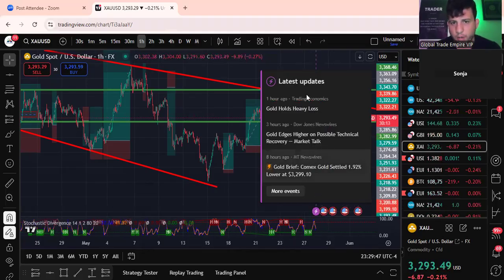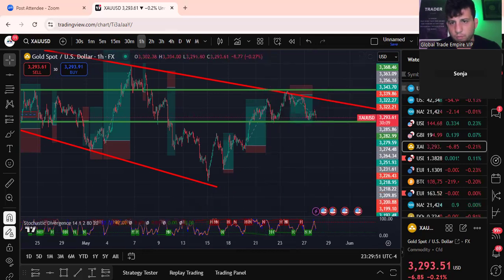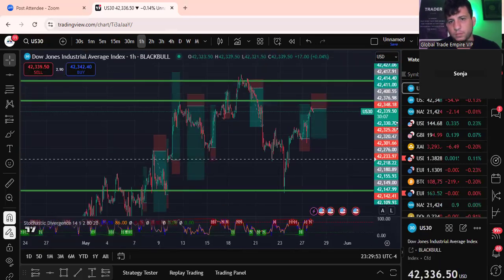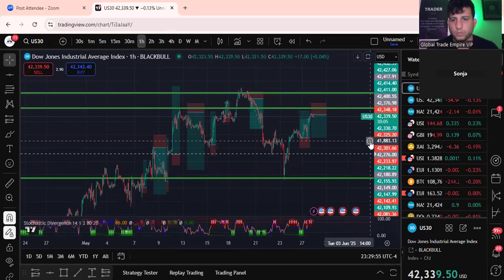So US 30 is an index, right? Yes. What's in it? So it's the top 30 companies. So it's like Nike, Chevron, Microsoft, Google, Amazon. So it's basically like one big stock. How are all those stocks doing? Like how are their sales doing for each quarter? Like the S&P 500.